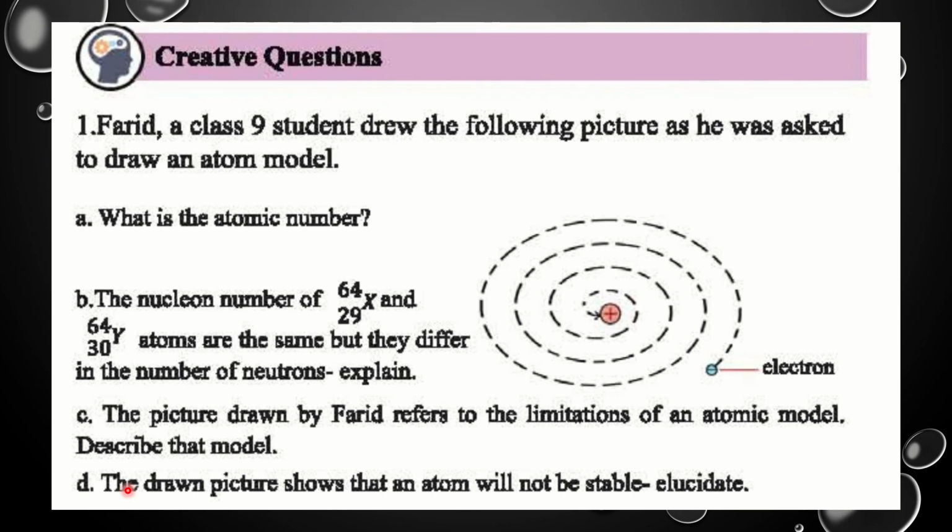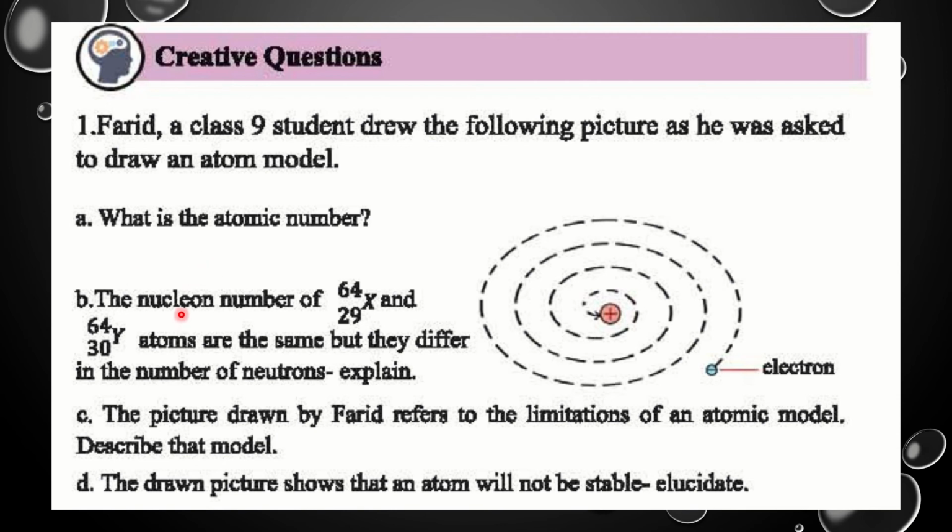Now creative, 1 number question. Farid, a class 9 student, drew the following picture as he was asked to draw an atom model. This picture was drawn by Farid. Now A number question. What is the atomic number? You all know the number of protons present in the nucleus of an atom is called its atomic number.